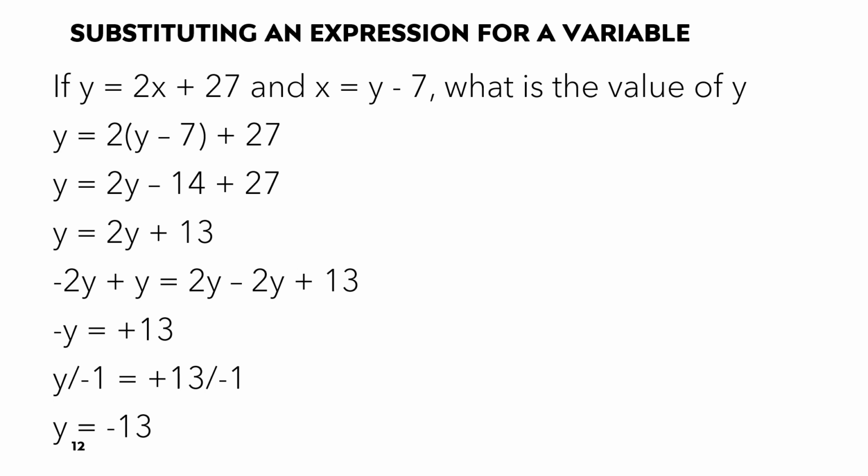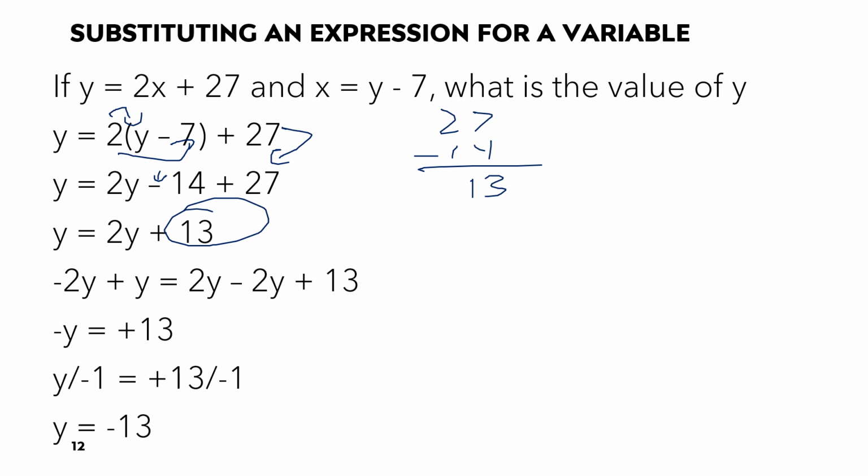So we distributed our 2 at the beginning. So 2 times y is 2y. A positive times a negative is a negative. 2 times 7 is 14. We didn't touch 27, so we bring it down. 27 minus 14 is 13, which is where we got the 13.